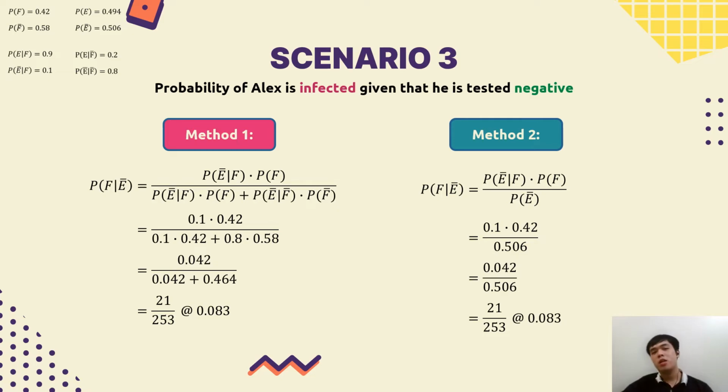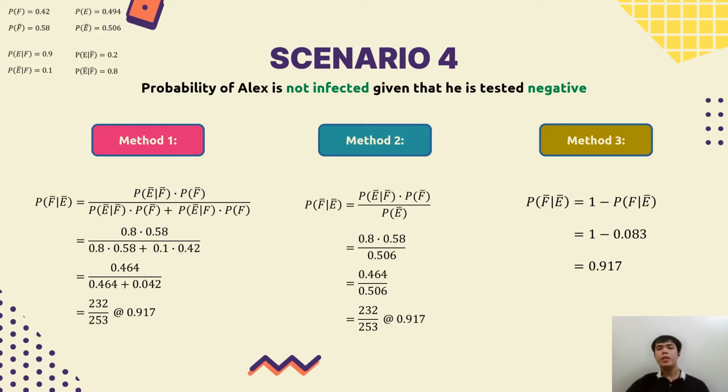For scenario 3, the concept of calculation is the same as what was shown and explained previously. And according to the calculation in this slide, the probability of Alex is infected given that he is tested negative is 0.083 or around 8.3%. Lastly, in scenario 4, the probability of Alex is not infected given that he is tested negative is 0.917, and we can just easily subtract 1 with the probability of Alex is infected given that he is tested negative, and we will get this number. Basically, that's all from me, and now I will pass to my teammate Hari.